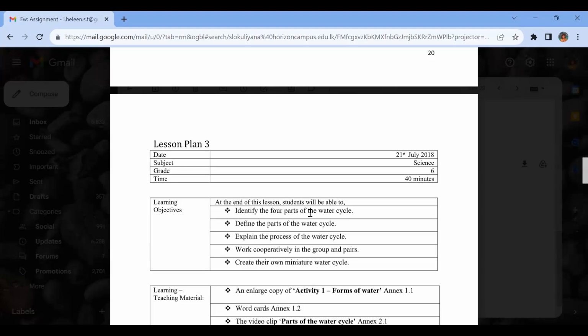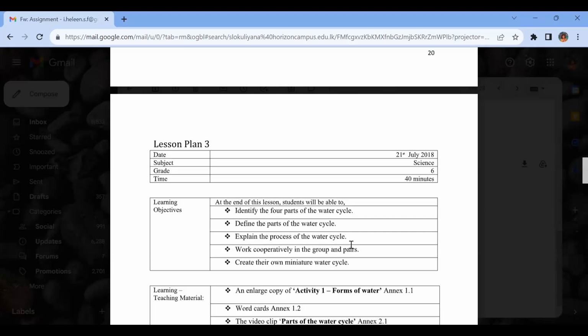Yeah. Actually speaking, parts of the water cycle, what is the best term for that? What do you call it? Parts of the water cycle? Steps. Process. Process is the whole thing, no? Here it said, explain the process of the water cycle. Process is the whole thing.